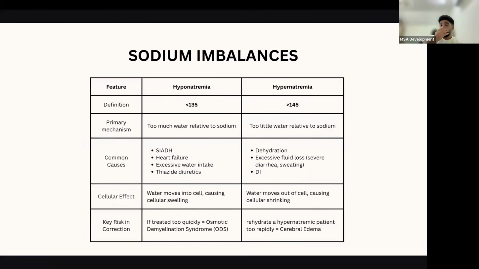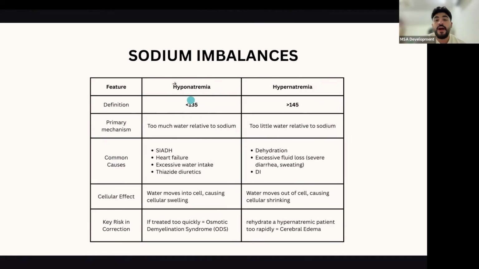Now, moving on to sodium imbalances. So we have hyponatremia and hypernatremia. I like to put it here in a table where it's all in one slide and it can help you. So when we say hyponatremia, it's basically anything less than 135. Hypernatremia is anything more than 145. Anything in between is considered normal.